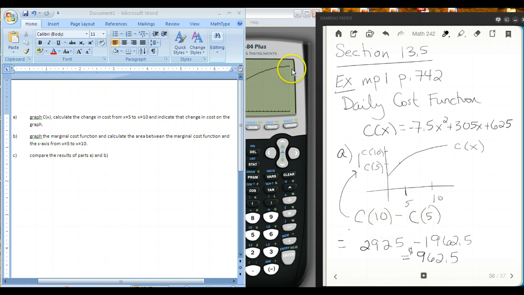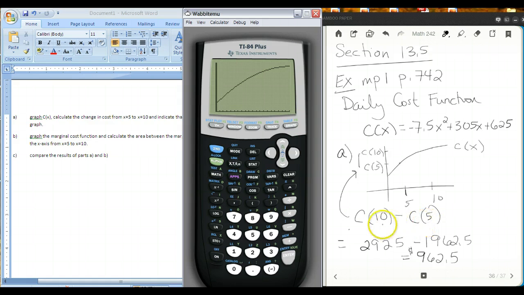When I write that expression, I can figure out the values of the function at each of those places. Remember, by using my trace button on my calculator, I can enter 10 for x and hit enter, and it'll give me the value of the function when x is 10. Then I can enter 5 and also get the value of the function there. That's how I got those two numbers. Their difference is 962.5. I put dollars there because that is a change in dollar amount, a change in cost.